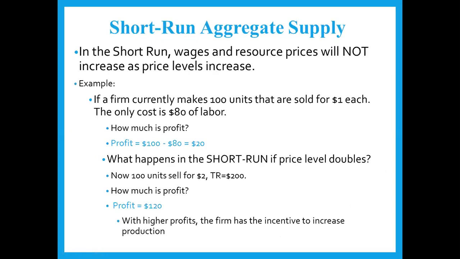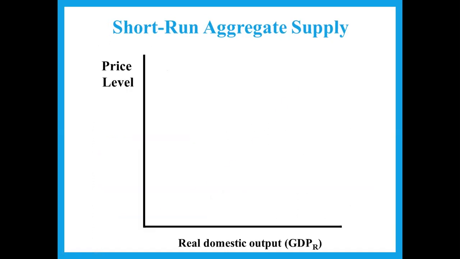So like I said, in the short run, wages and resource prices will not increase as price levels increase. So you're going to end up making more profit if price level goes up. So what does our short run aggregate supply curve look like? It looks like a regular supply curve. It's an upward sloping curve.